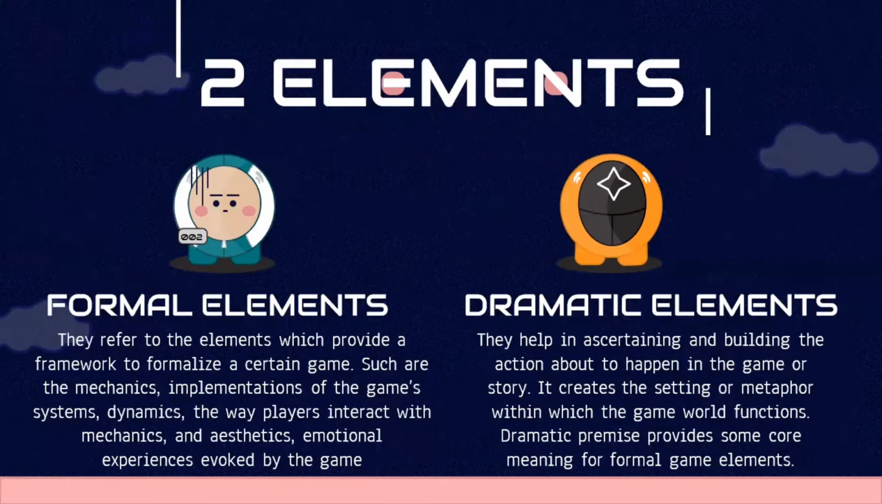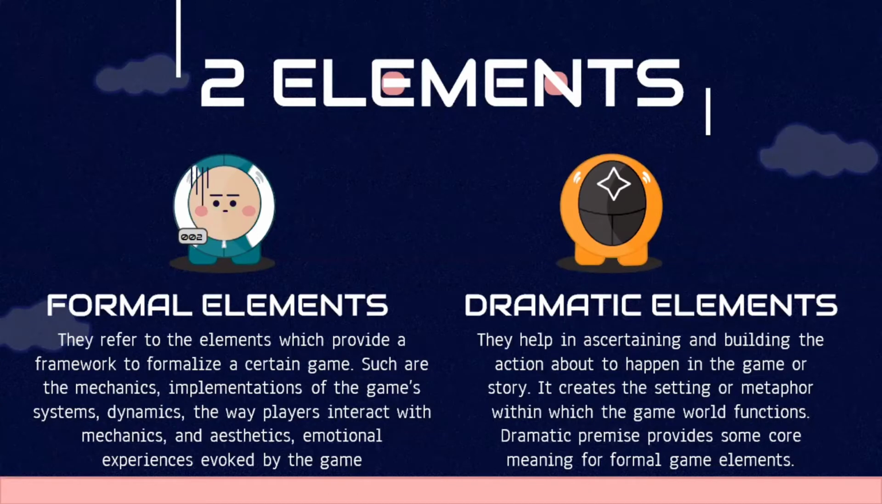The two elements of a game are formal elements and dramatic elements. Formal elements refer to the elements which provide a framework to formalize a certain game. Such are the mechanics, the implementations of the game systems; dynamics, the way players interact with mechanics; and aesthetics, the emotional experiences evoked by the game. We also have our dramatic elements.